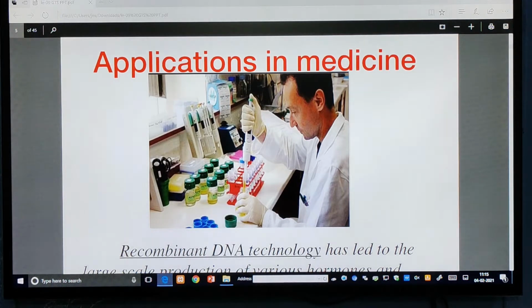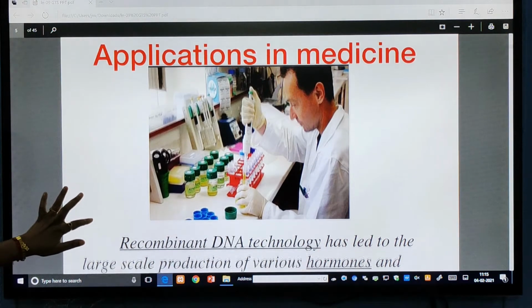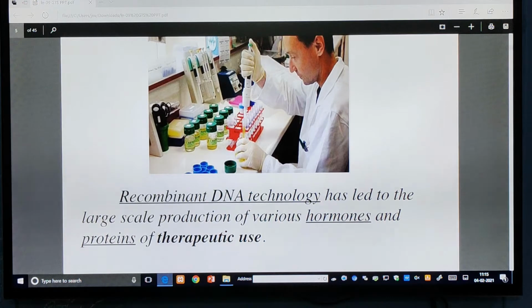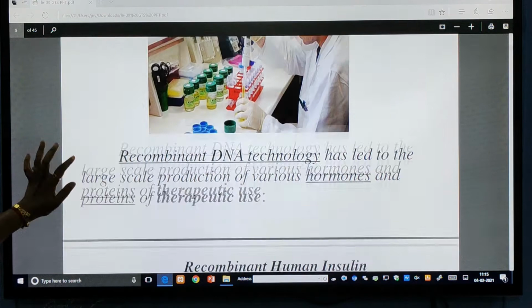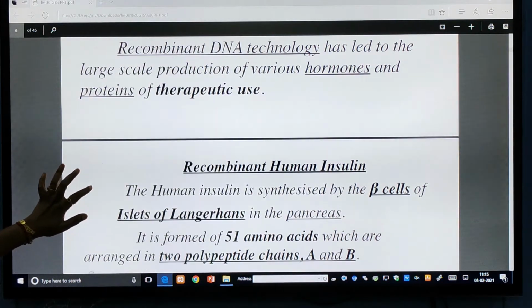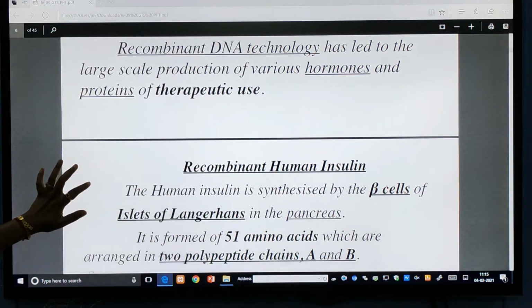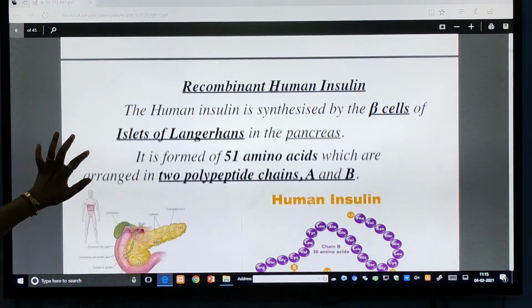So, the first topic we are going to see here is applications in medicine. Recombinant DNA technology has led to the large scale production of various hormones and proteins of therapeutic use. What do you mean by therapeutic use? For medicinal purposes, to cure diseases. For that you need various hormones and proteins. That is why we go for applications in medicine using recombinant DNA technology.